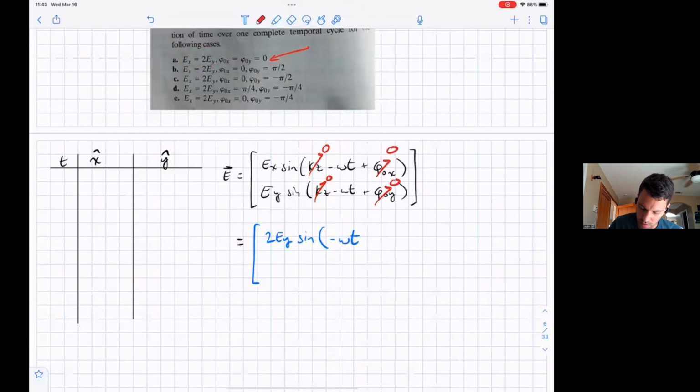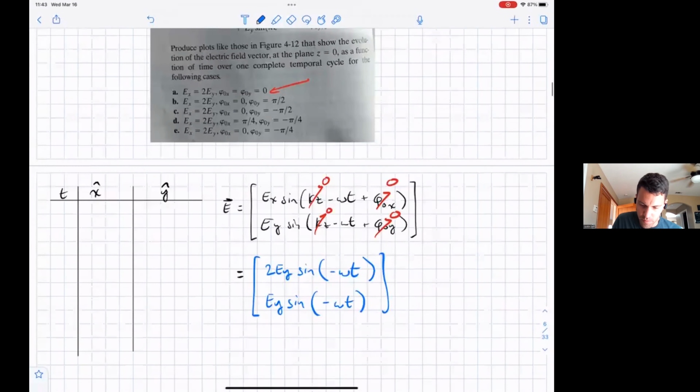Notice that for B, C, D, and E, you're going to have different cases. All these things are changing. So if you follow the same procedure for the other ones and just cross out what you can, that'll help. Well, I know that those are equal to 0, so boom, that's all we get. Now for the bottom, I'm not changing it at all. Ey sine of, looks like the same thing, negative omega t.